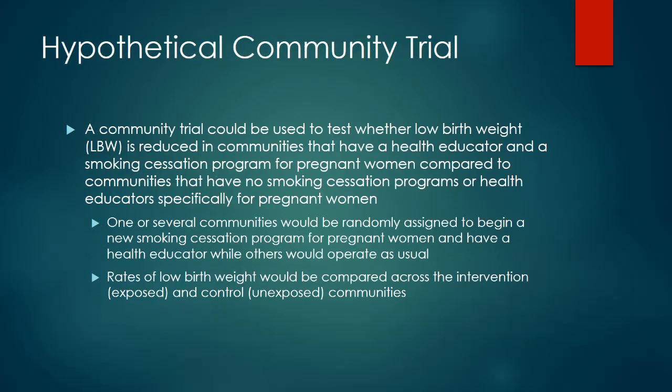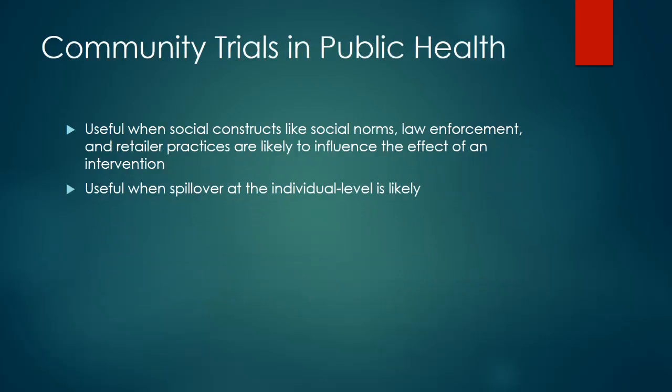So here's one hypothetical example of what a community trial might look like. If we were interested in evaluating whether we could reduce low birth weight in communities that have a health educator and a smoking cessation program for pregnant women, we could use a group randomized design. And that might look like choosing one community or potentially several communities that were randomly assigned to begin a new smoking cessation program for pregnant women and have a new health educator available in the community, while others would just operate as usual. And then we could compare the rates of low birth weight across those exposed and unexposed communities.